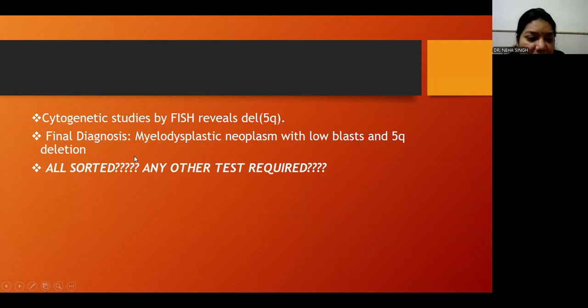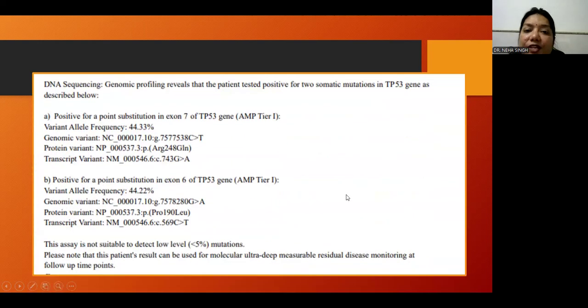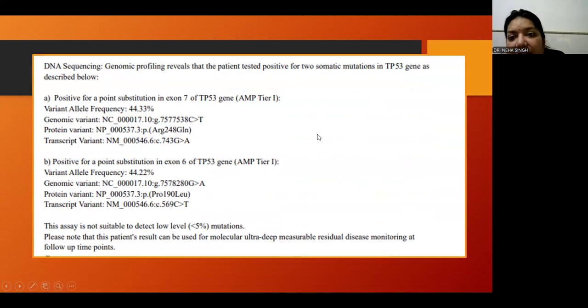So you will feel happy, I am sorted, nothing else is required. But you see the NGS report. We went ahead and did the NGS. We didn't want to be complacent. We didn't want to miss out on any information. So what we got is 2 somatic mutations in the TP53 gene of almost the same VAF percentage, 44%.